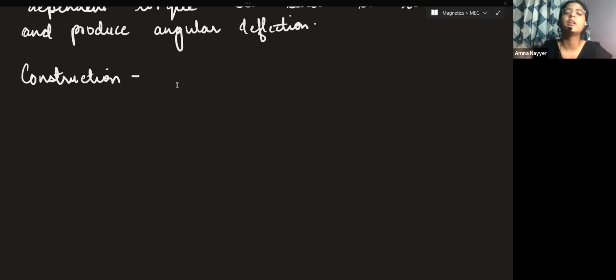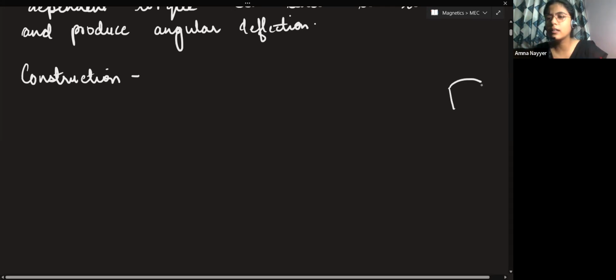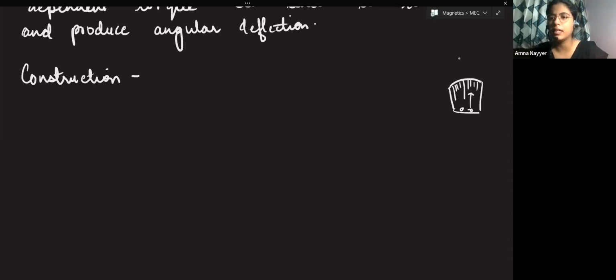All right, you must have seen a device like this, with a place for the connection of wires, black and red. Most probably it's given like this. The markings are there, and a pointer scale is there which gets deflected. That we are able to see. What's the mechanism behind it?